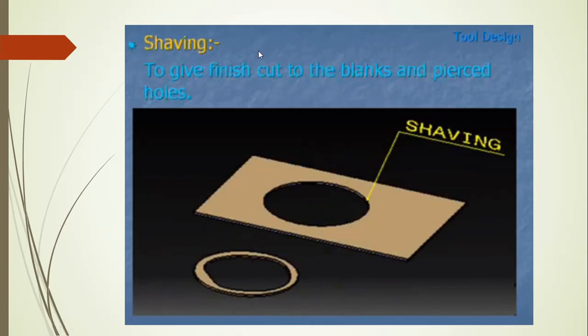Next, we call it the shaving process. After the blanking or piercing operation, we have to give finishing to that blanked component or to the pierced surfaces, to give the finish cut to that blanked or pierced hole, which is called a shaving operation. That is a small piece of cut which will be taken out, and that particular operation we call a shaving operation.